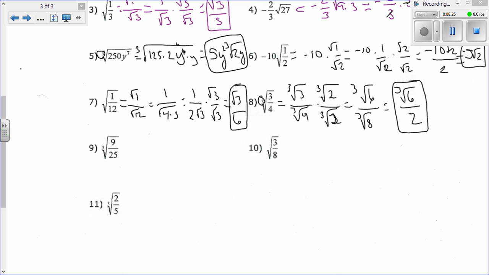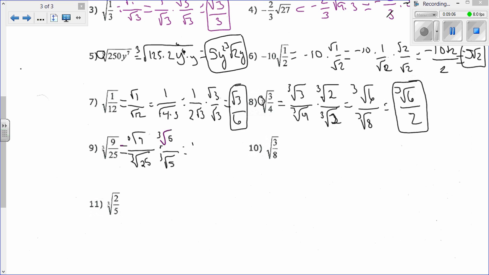Number 9 is just like number 8, and it's the cube root of 9 over the cube root of 25. I need to multiply by 1 in disguise. 25 is a perfect square, so the square root of 25 is 5. So I'm going to need to multiply this by the cube root of 5, top and bottom, because by doing that, I'll end up with a perfect cube, because that's a square. It's 5 times 5. This is 5 times 5 times 5 now.